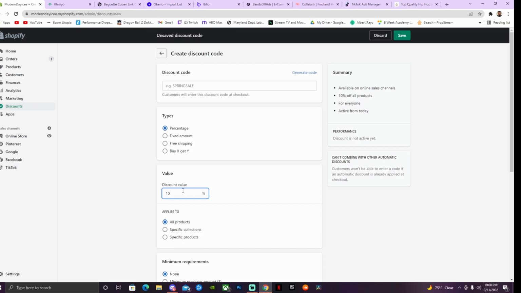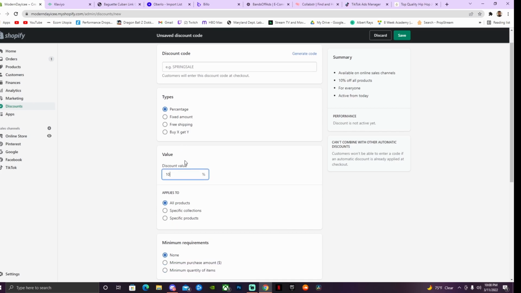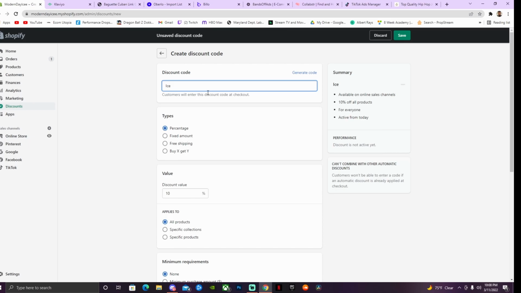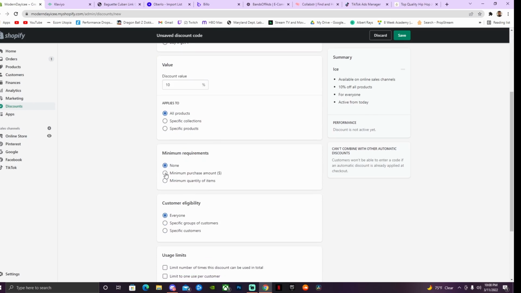That goes for the email flow, the welcome pop-up flow for Klaviyo, or just a discount sale in general. You want to have the name of your product, for instance, I would have ICE for jewelry. Then there are minimum requirements. You can have none, or a requirement, like if you spend a certain amount you get a discount or free shipping. I usually keep it on none.